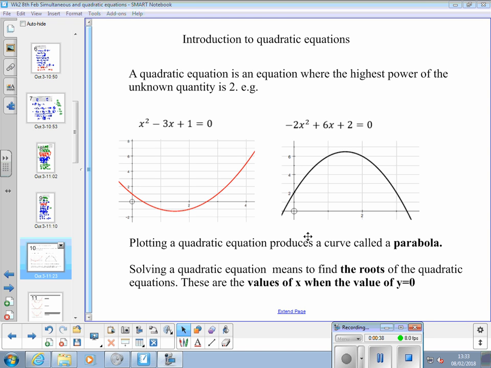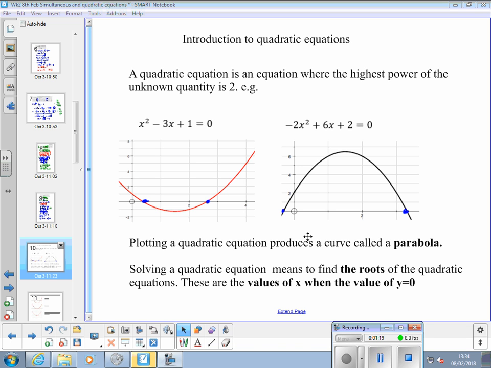So a negative squared term gives us upside down. This curve is called a parabola. So you'll always get a parabolic shape from a quadratic equation. Solving a quadratic equation basically means finding the roots of that quadratic equation, and the roots are the values of x when y is equal to 0. So they're the values of x at these points. That's what finding the roots means. That's what solving them means.